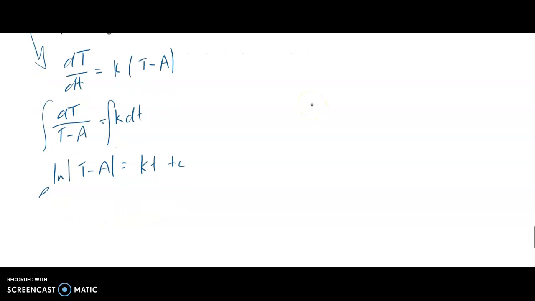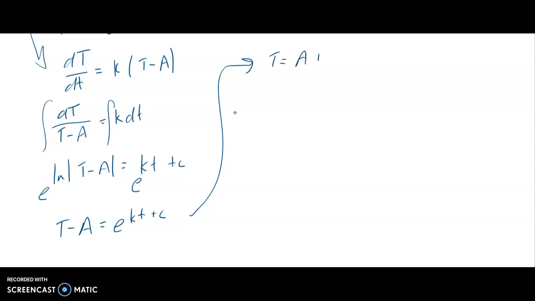From there, I'm going to raise e to the power on both sides because that gets rid of the ln. They're opposites. That gives me T minus A is equal to e to the kt plus C. And then I'm going to do two moves at once here. I'm going to move the A over, so I'm going to get T equals A plus. Now I'm going to use some exponent rules that you should be familiar with to separate that out a little bit. So that is the same as e to a constant times e to the kt.